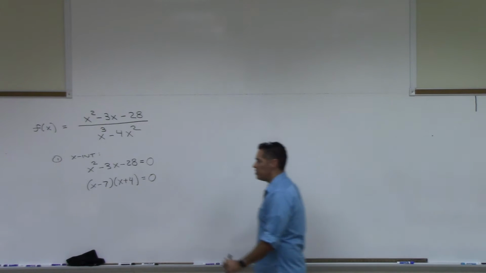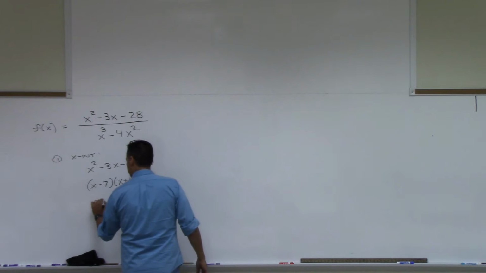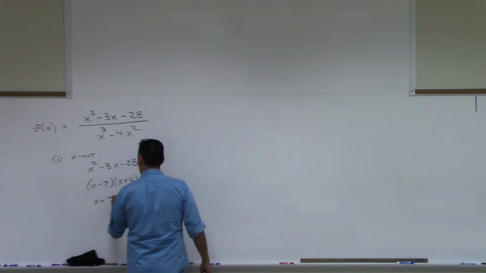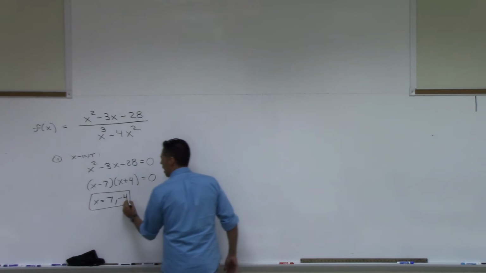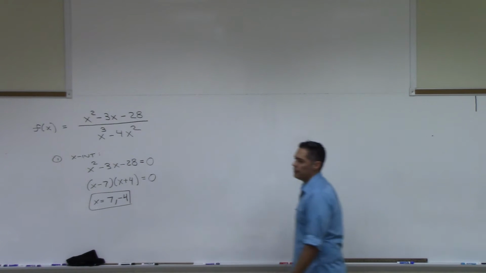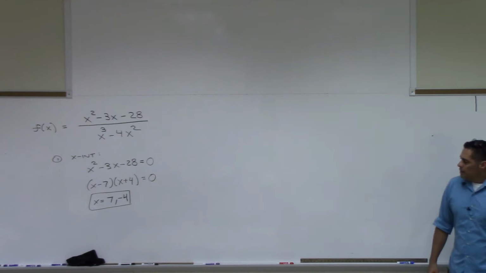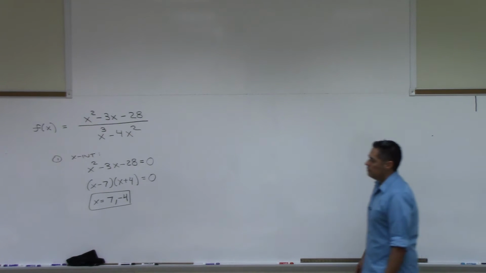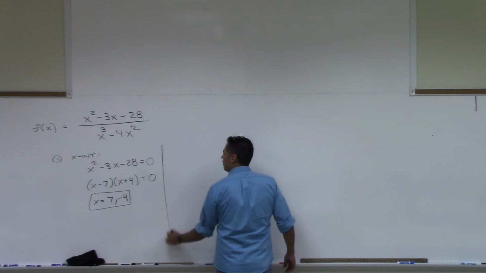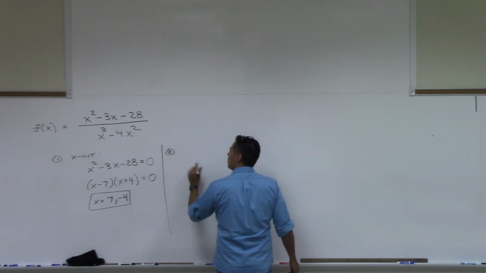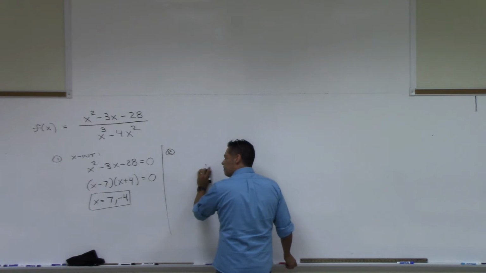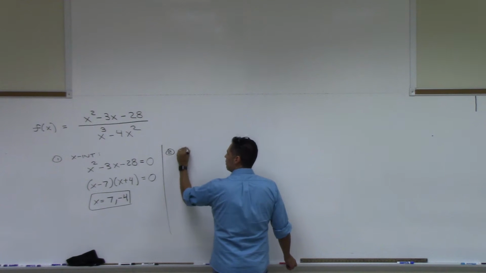So what are my two x-intercepts? 7 and negative 4. Those are points on my graph, right? All right, second step. What do we do for a second step? I forgot. Vertical asymptotes, right? So denominator equal to 0.